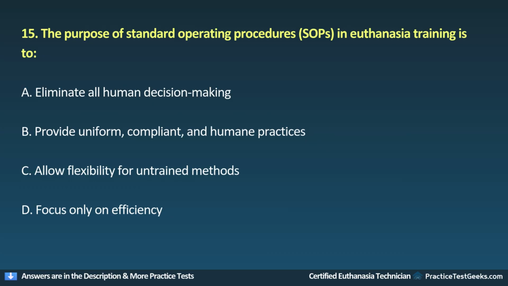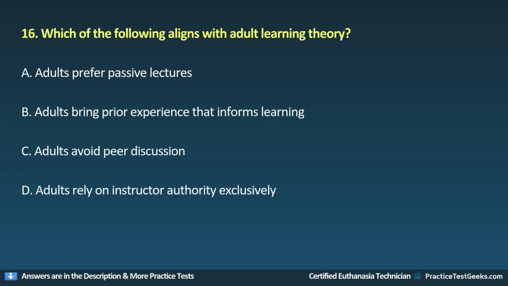15. The purpose of standard operating procedures (SOPs) in euthanasia training is to A. Eliminate all human decision-making. B. Provide uniform, compliant, and humane practices. C. Allow flexibility for untrained methods. D. Focus only on efficiency.